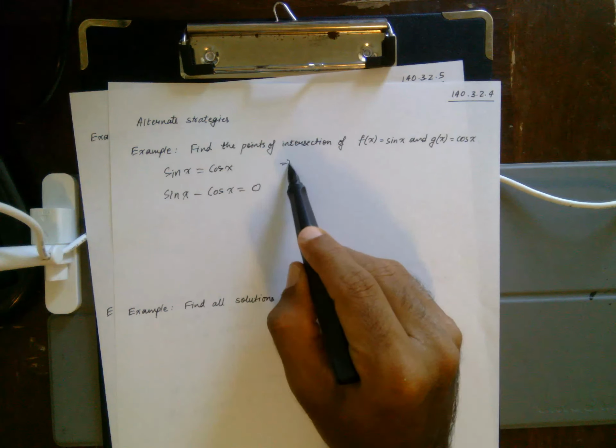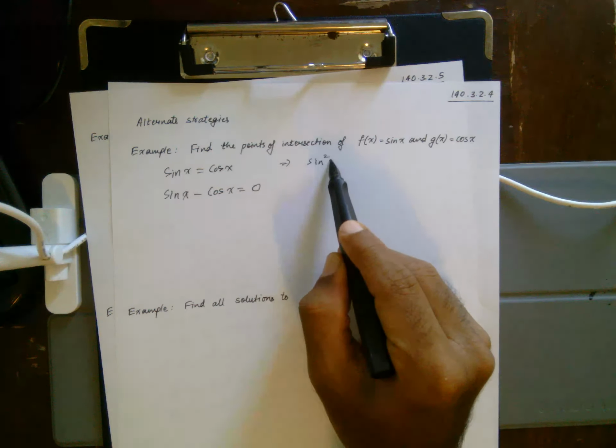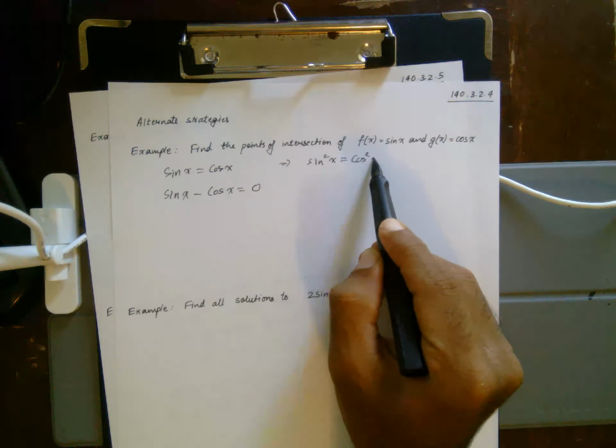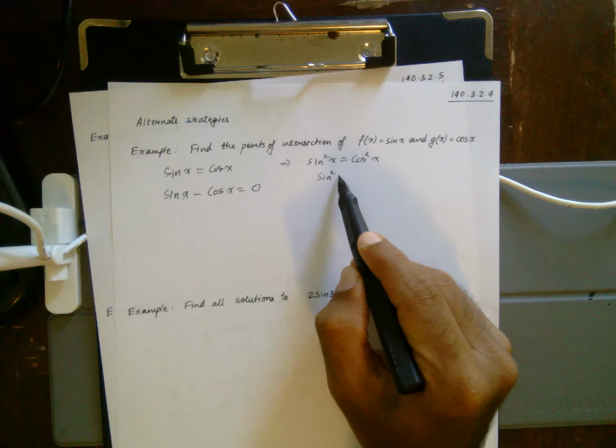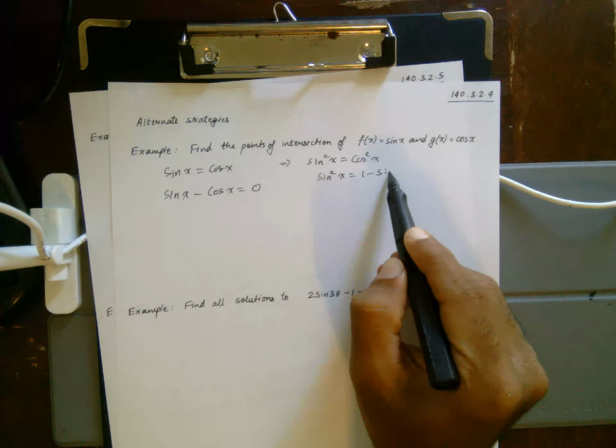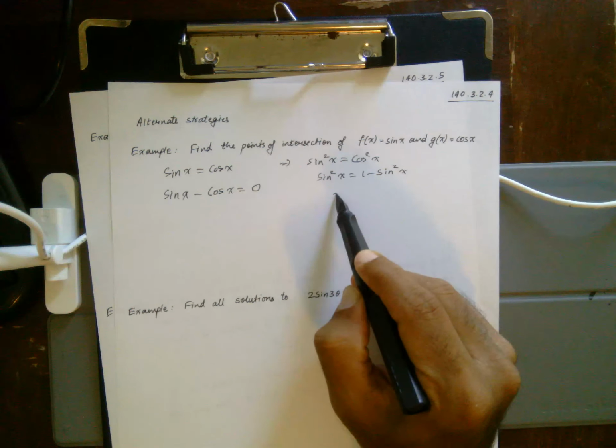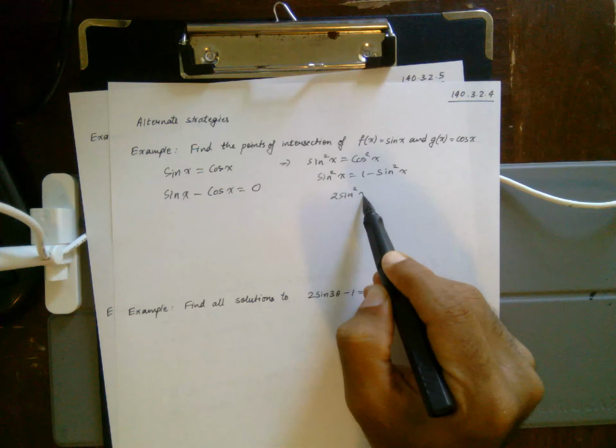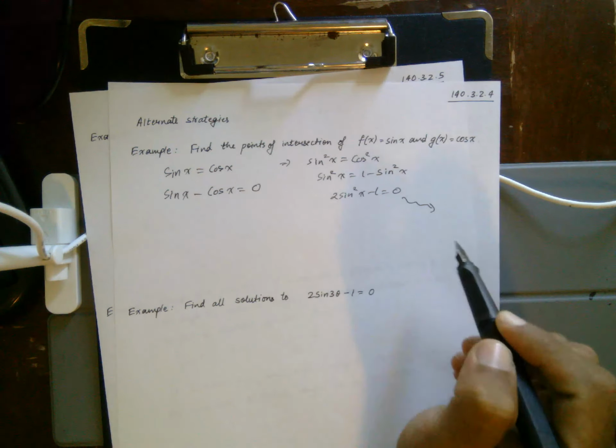I can square both sides to get sine squared equals cosine squared. Then I get sine squared is 1 minus sine squared. So I get 2 sine squared minus 1 is 0, and I go ahead and solve.